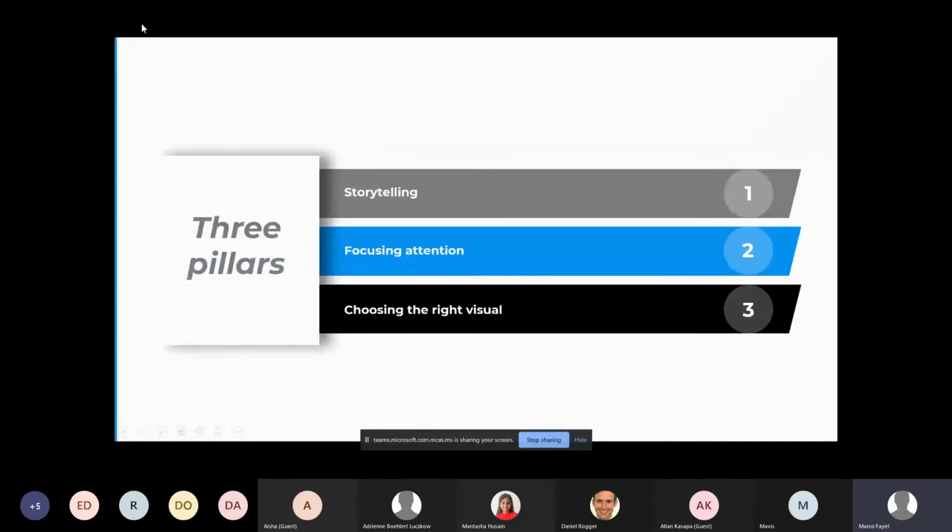I'm going to be focusing now on three pillars of data visualization best practices. The first one has to do with storytelling. The second one has to do with focusing attention. And the third one has to do with choosing the right visual.